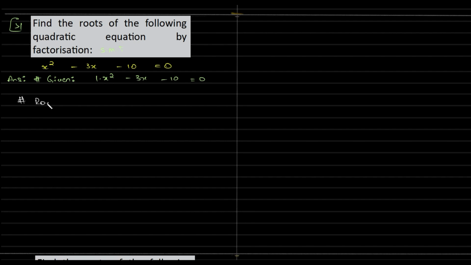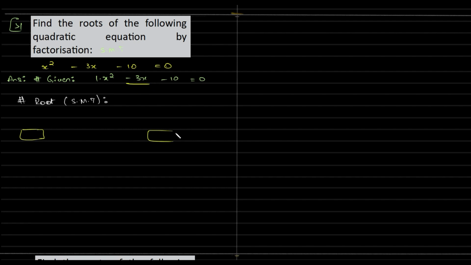Next is roots. We're finding the roots using splitting the middle term. So we have 1x square minus 3x minus 10. You need to split it. Split it how? We need to replace minus 3x with two terms.